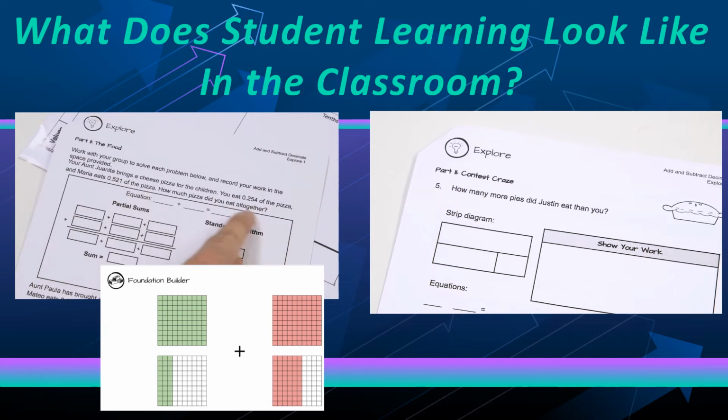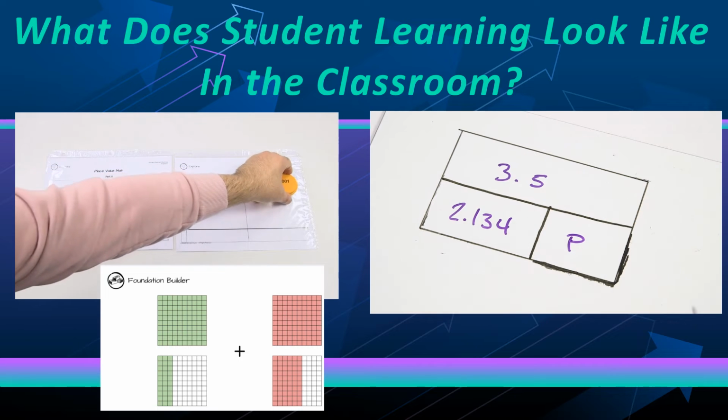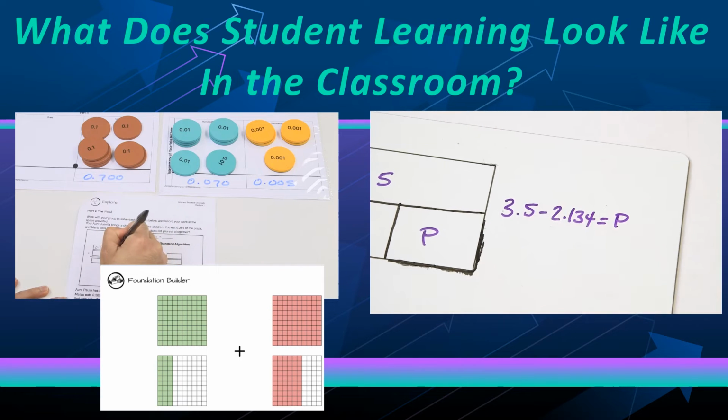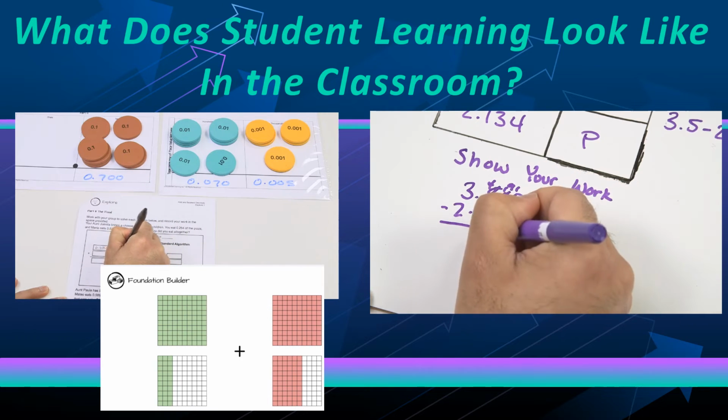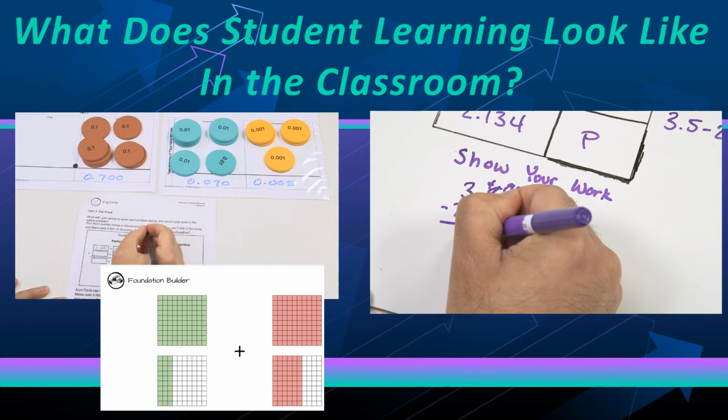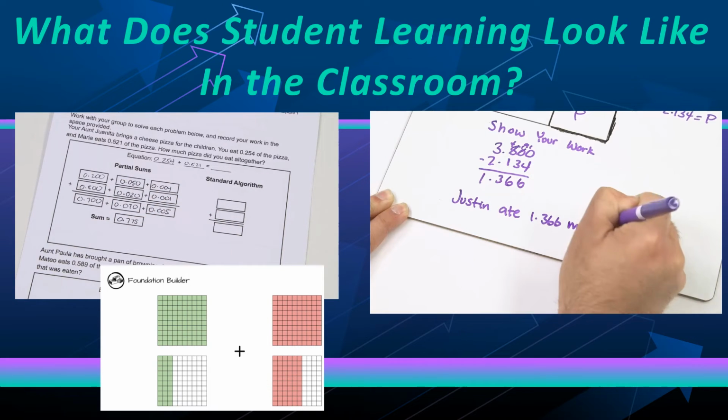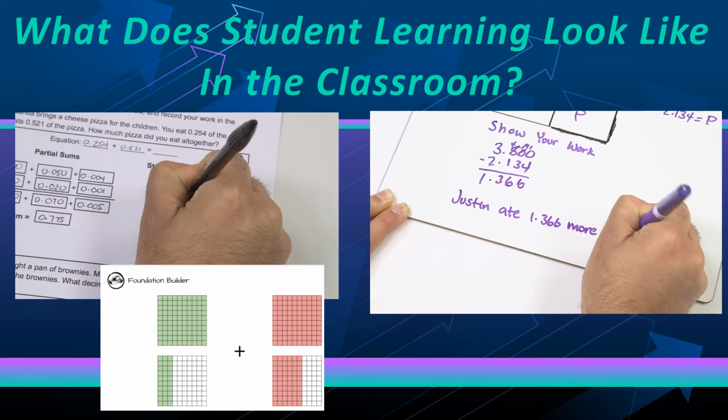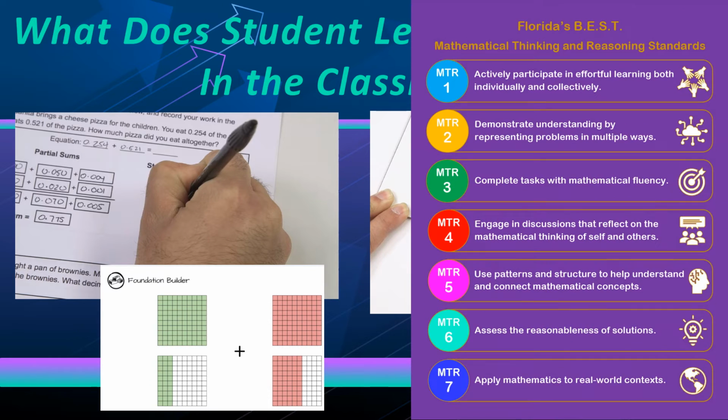Finally, build on that learning by using various strategies like this tape diagram here, which is similar to the part-part-whole model, in order to guide students to an efficient standard algorithm that works for them. If you are using all of these strategies, you are looking at examples of MTRs 2, 3, and 7.